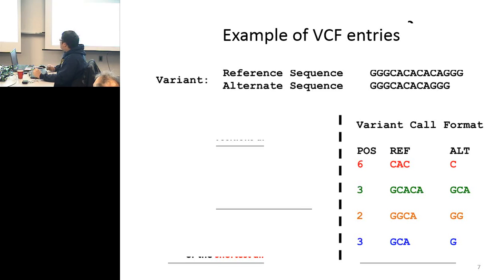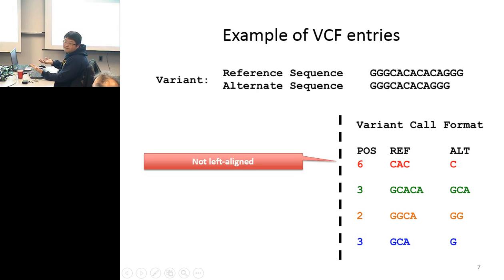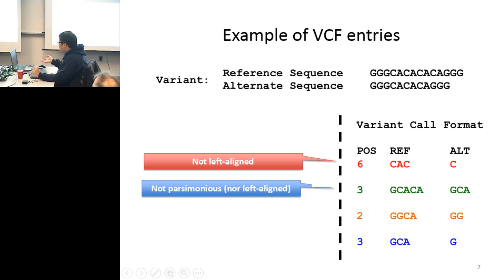Okay, so let's look at the 4 variants which we had earlier, and based on those 2 rules, I want to classify what's wrong with each of them. The first one is at position 6, and the alleles end with the same base, C and C at the end. So this means it is not left aligned. Very simple rules. The second one, again, has A and A at the end. That means it's not left aligned.